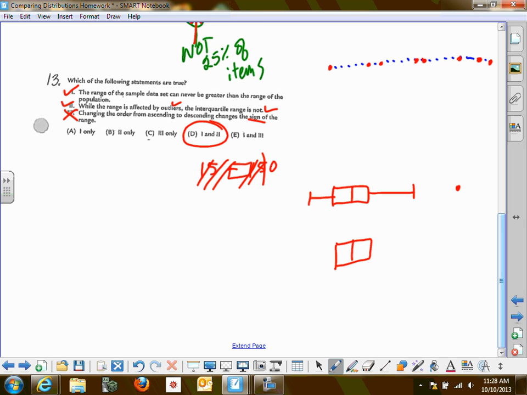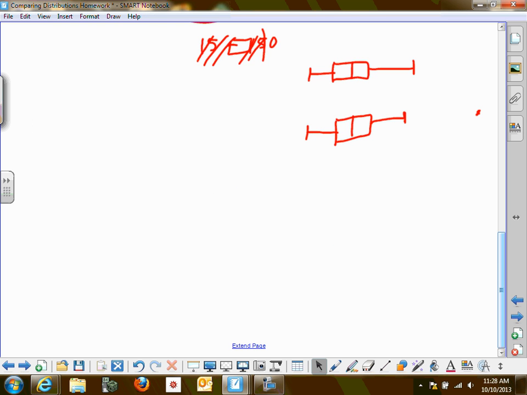Okay, so the question is, how is the range affected by outliers? Listen up real quick. Here's the question. The question is, how is the range affected by outliers? Okay, you ready? This is 25 pieces of data. They go from here to here.